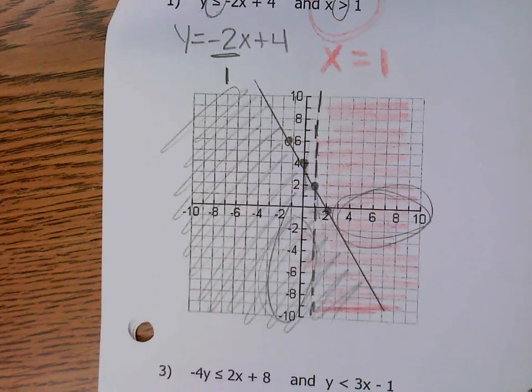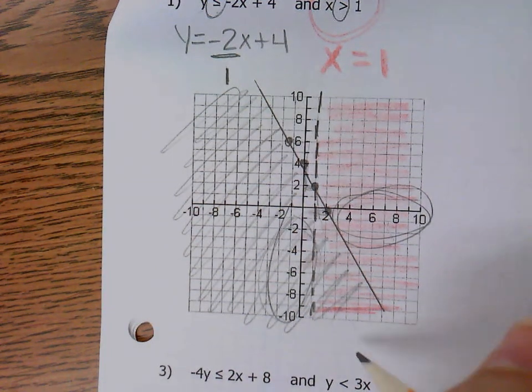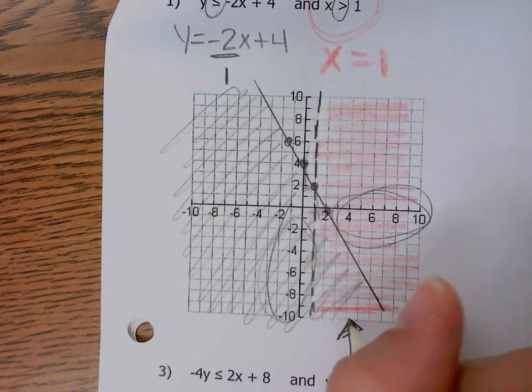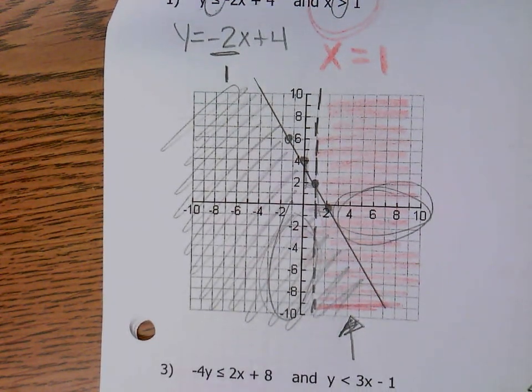Where's your solution region? It's also called a feasible region. Where's your solution region? Right there. What do you need, another color? All right.